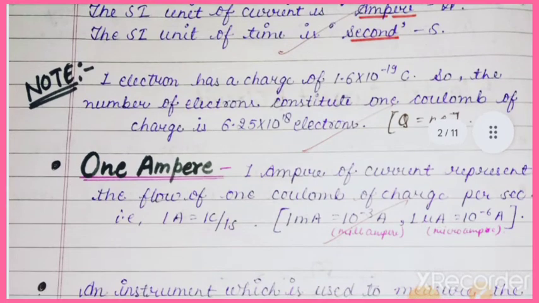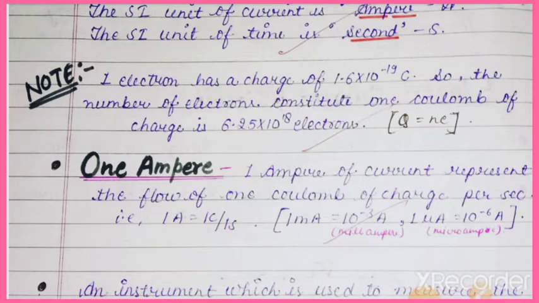So here is one of the basic formulas, that is Q is equal to Ne, where Q means charge and N means number of electrons. So this is a formula also. And note that one electron has a charge of 1.6 into 10 raised to the power minus 19 coulomb. We have studied in class 9 that the electron's charge is 1.6 into 10 raised to the power minus 19 coulomb.